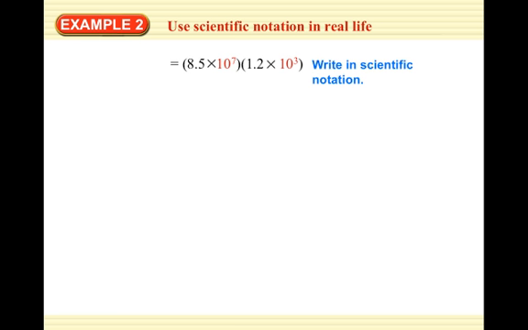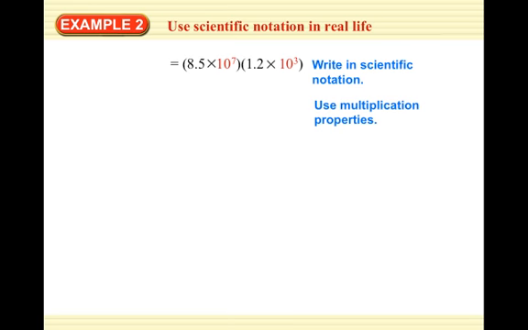85 million in scientific notation is 8.5 times 10 to the 7th, because we'd have to move the decimal over 7 places. And 1,200 is 1.2 times 10 to the 3rd power, because we have to move that decimal over 3 places.